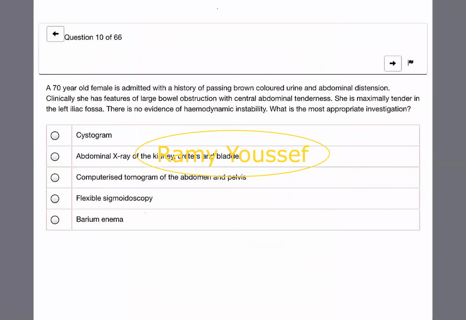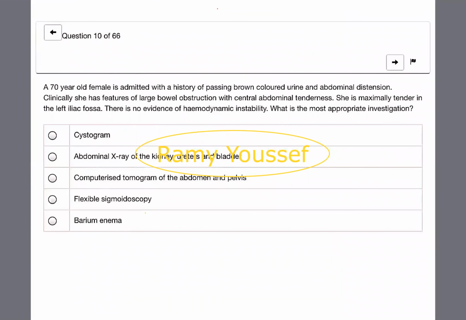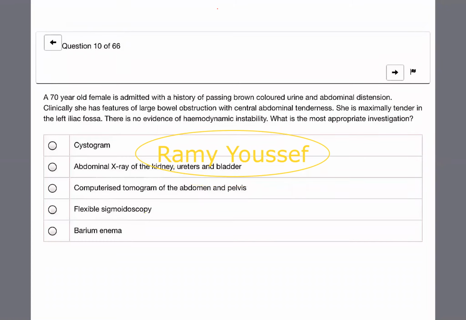Next question. Imran. A 70-year-old female is admitted with a history of passing brown-colored urine and abdominal distension. Clinically, she has features of large bowel obstruction with central abdominal tenderness. She is maximally tender in the left iliac fossa. There is no evidence of hemodynamic instability. What is the most appropriate investigation? A. Cystogram. B. Abdominal X-ray of the kidneys, ureters, and bladder. C. Computerized tomogram of the abdomen and pelvis. D. Flexible sigmoidoscopy. E. Barium enema. Brown-colored urine and abdominal distension. Large bowel obstruction, central abdominal tenderness, maximally tender in the left iliac fossa.